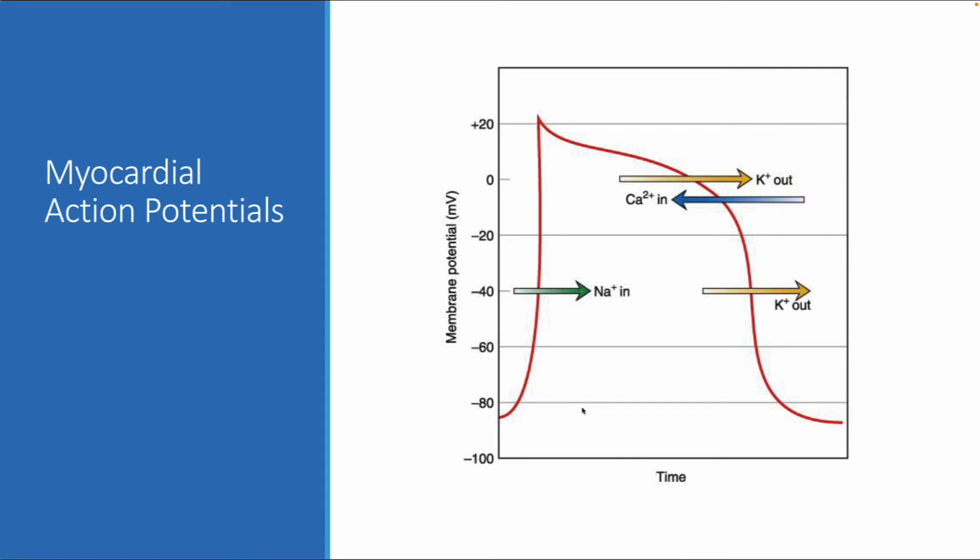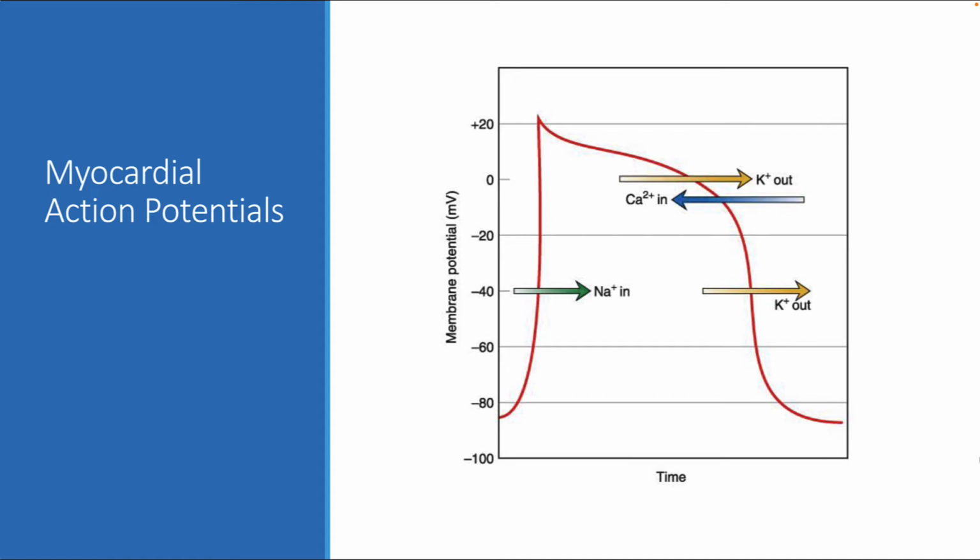When we look at myocardial action potentials in particular, and again, this action potential can happen for any number of cells in the body. It can be muscle cells, neurons, cardiac, skeletal muscle, smooth muscle, whatever. So the action potential that we typically think about is the action potential of the myocardiocytes.